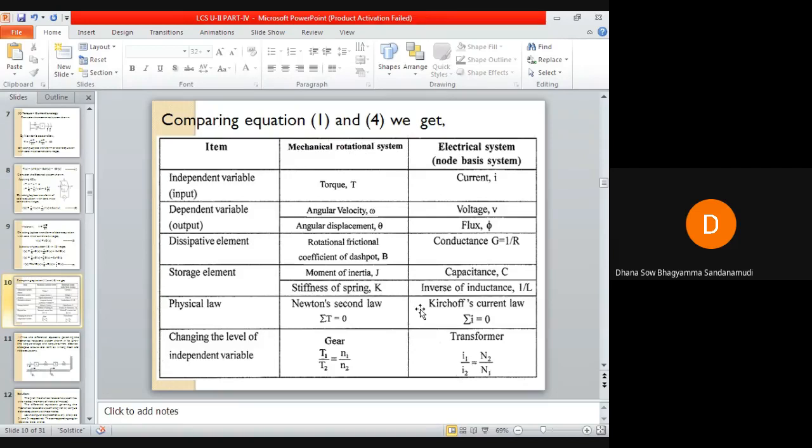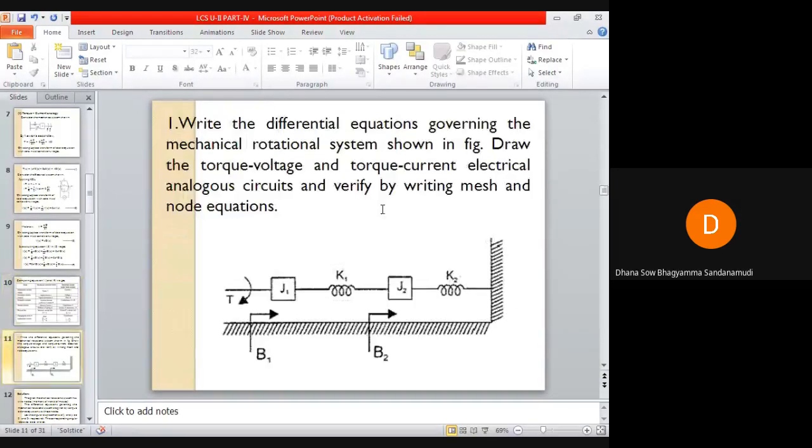Whatever we have discussed till now is similar to your mechanical translational system. All things are same. Only there we used the term force, here we are using the term torque, and the derivation procedure is the same. It is very simple and easy. If anybody has any doubt, you can unmute yourself and ask me.